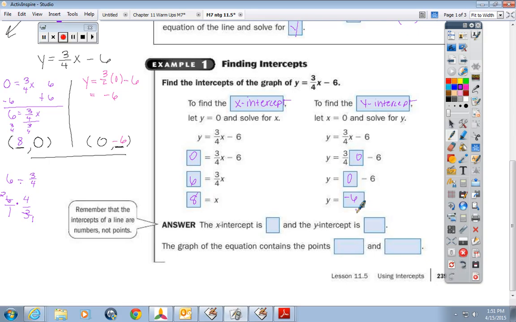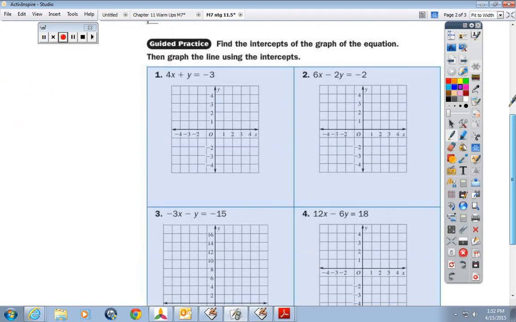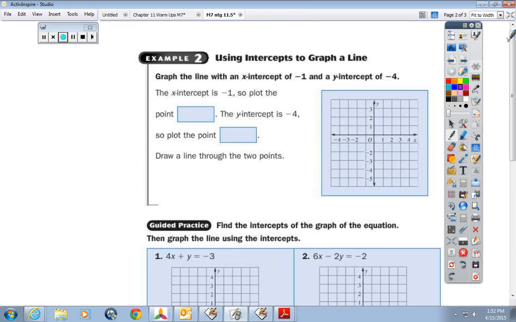Example 2, and then we'll do 4 practice problems, and we'll be done, okay? Alright, so example 2, and this is easier. They're telling you what the intercepts are. They're saying graph a line that has an x-intercept of -1 and a y-intercept of -4. So they're telling you what x is when y is 0, and what y is when x is 0. So if they tell me the x-intercept is -1, that represents the point -1, 0.